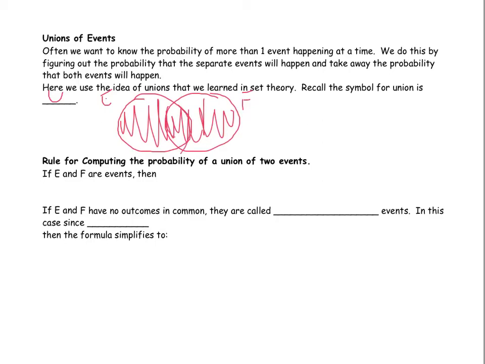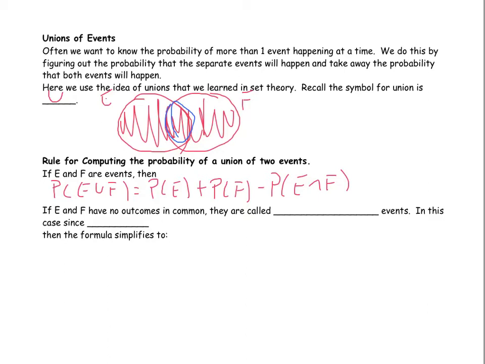So the probability of E union F is the probability of E plus the probability of F minus the probability of E intersect F. Because in the picture here you can see that we're actually counting this intersection, that piece in the middle, twice. So we have to take one of them out so that we don't overcount.